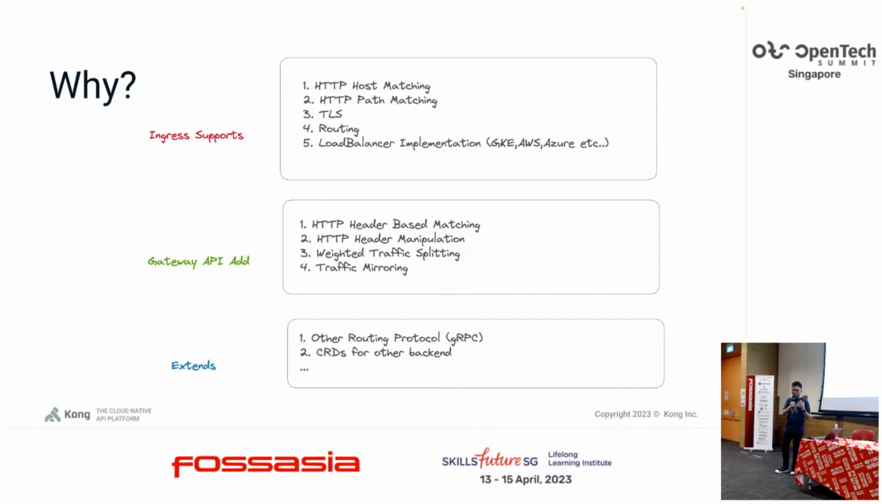But then again, we realized that we need a bit more advanced usage of our gateway APIs. Advanced use cases that the Ingress doesn't support. That's where Gateway API comes into the picture, right? You can do header-based matching, header manipulation, traffic splitting, for example, 50% to a new service, which I'll demo later.